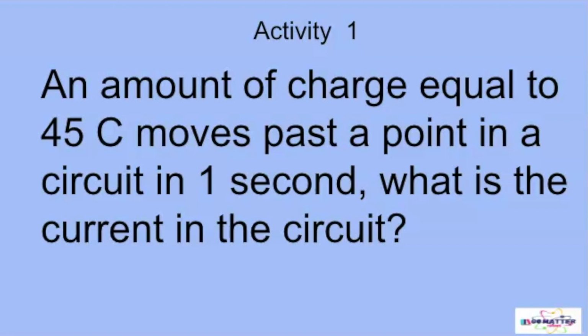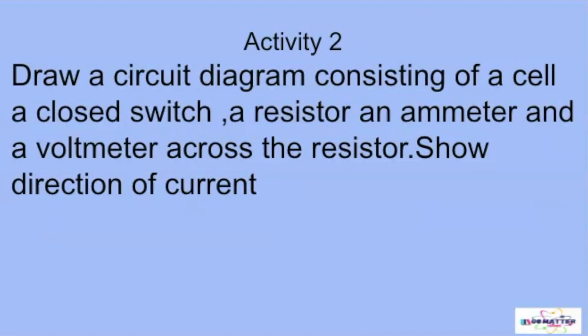Activity 1. An amount of charge equal to 45 coulombs moves past a point in a circuit in 1 second. What is the current in the circuit? Activity 2. Draw a circuit diagram consisting of a cell, a closed switch, a resistor, an ammeter, and a voltmeter across the resistor. Show the direction of the current.